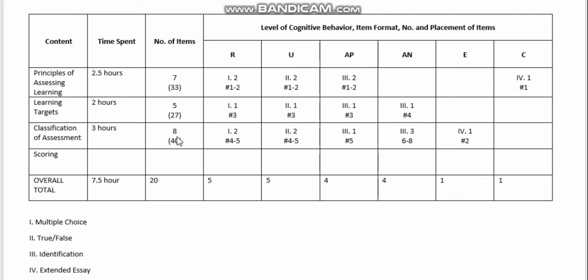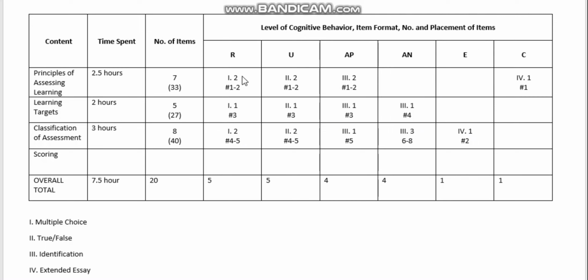Okay, now let us have the third topic, which is all about the classification of assessment. So we need to have 8 items for this topic. So we distributed items accordingly. So we have test 1 2 items, test 2 2 items, which is understanding, test 3 is 1 item, and another test 3, which is 3 items for analysis, and 1 item for evaluating.